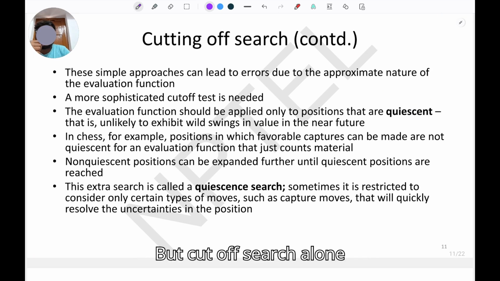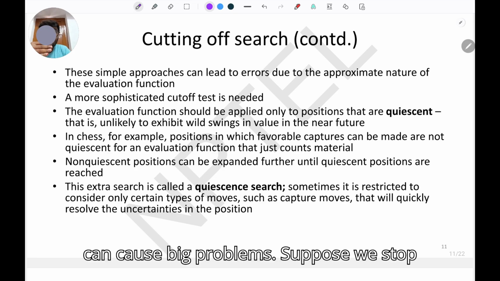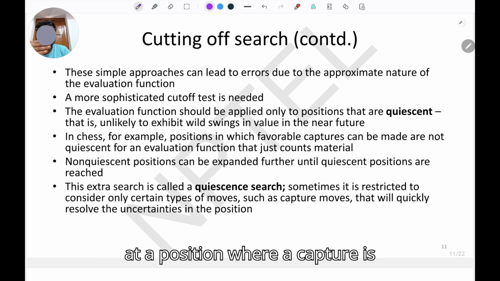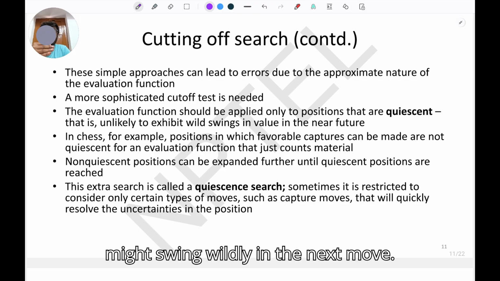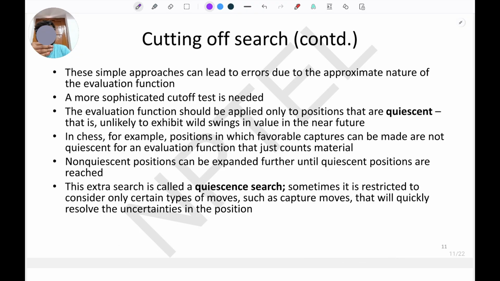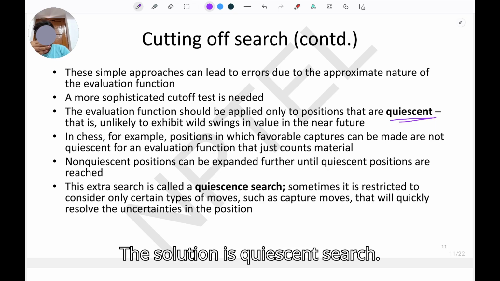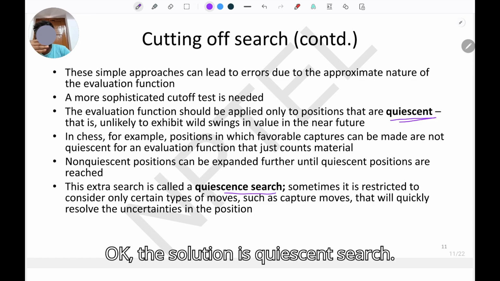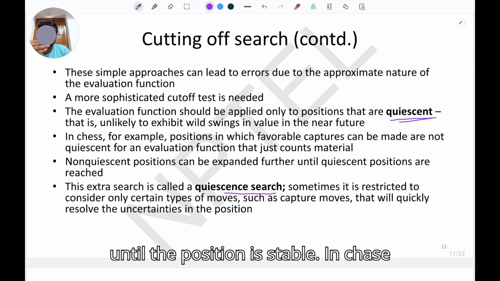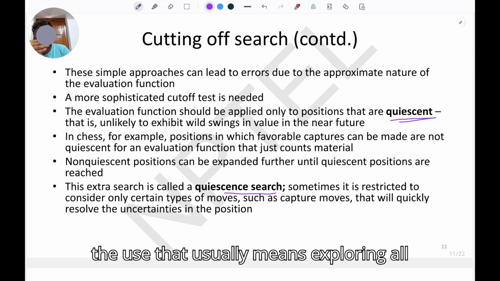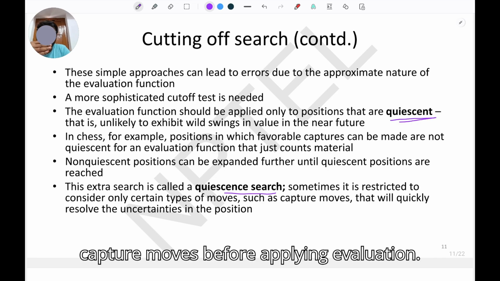But cutoff search alone can cause big problems. Suppose we stop at a position where a capture is possible. The evaluation might swing wildly in the next move. Such unstable positions are called non-quiescent. The solution is quiescent search: continue searching beyond the cutoff until the position is stable. In chess, that usually means exploring all capture moves before applying evaluation.